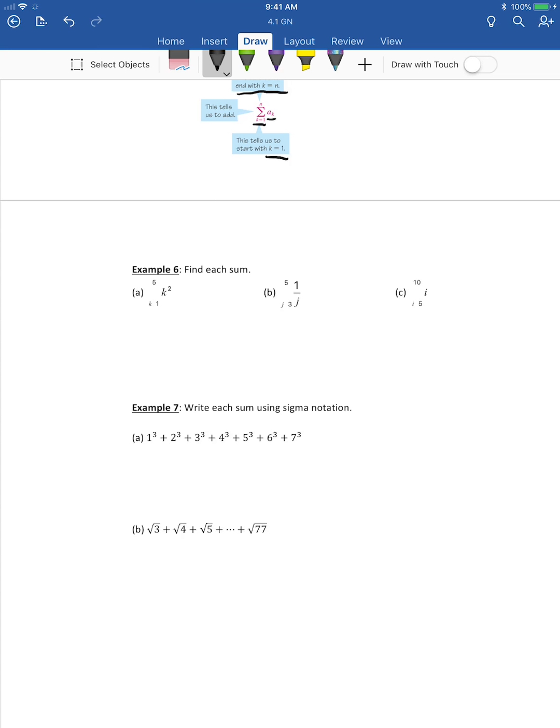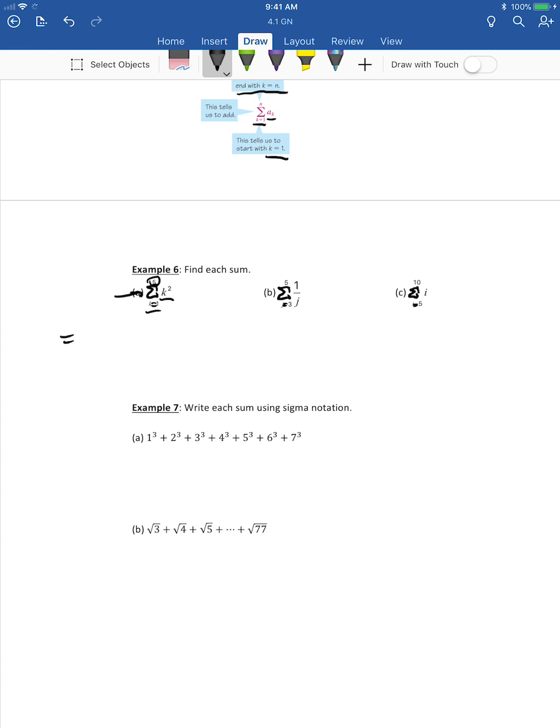I'm not sure why this erased here, but these should be summations. So find each sum. Here we have k squared, and our sigma tells us we're adding, with k equals 1 on the bottom and 5 on the top. So that means I'm starting with k equals 1 and ending with k equals 5.